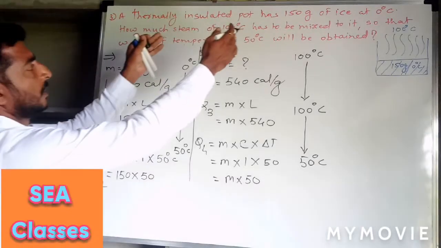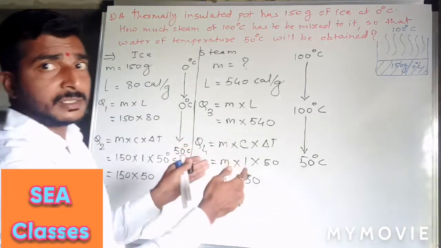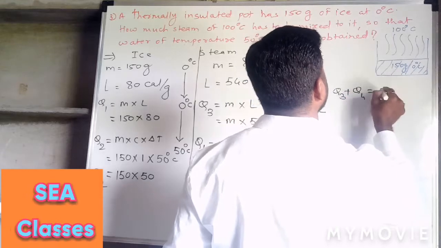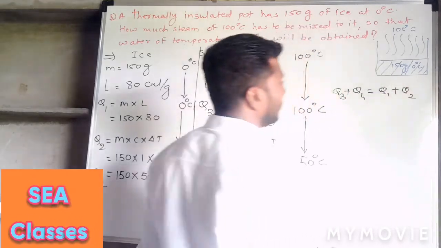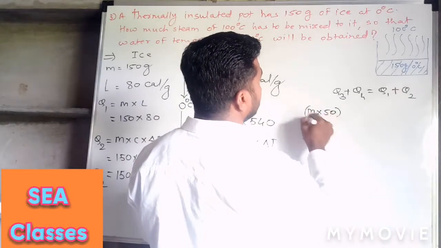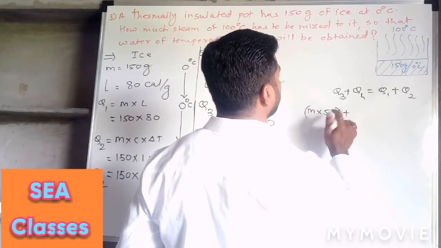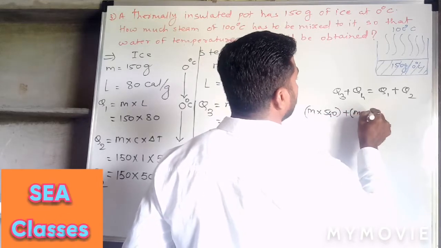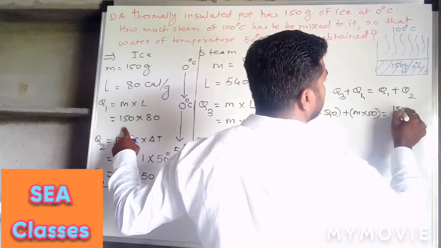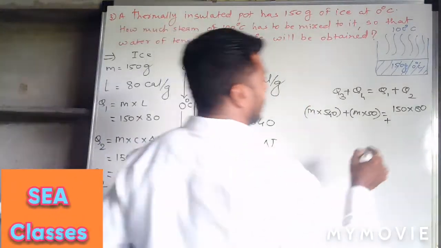Now heat is lost by steam and heat is gained by ice. So heat loss is equal to heat gain, means Q3 plus Q4 is equal to Q1 plus Q2. Q3 is m into 540, plus Q4 is m into 50. Then Q1 is 150 into 80, plus Q2 is 150 into 50.